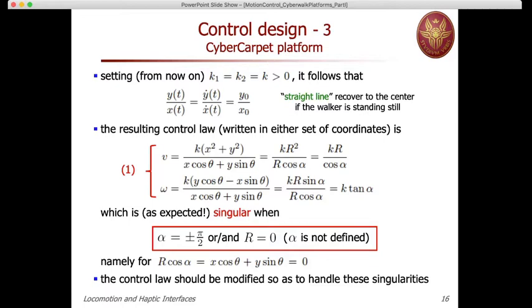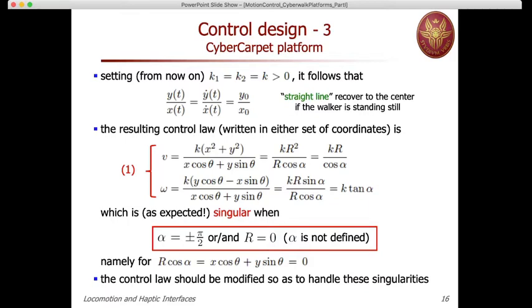Now, if we put everything together, so first the input-output feedback linearization part, and then the stabilization part by this common constant gain k, we end up with this formula, which is written either in terms of x, y, theta, the first part, or in terms of r and alpha. And you can recognize that the denominator x cosine theta plus y sine theta is nothing else than r cosine alpha. And then we have some simplification in the first part, so an r goes away. And for the omega, we have sine and cosine, which generates a tangent of the angle alpha, and the distance r disappears.